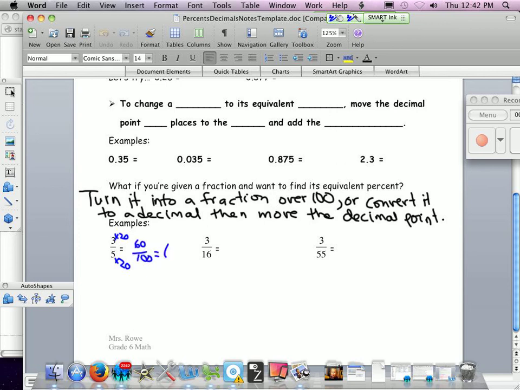But I can't turn 16 into hundredths. So instead, in this case, I do have to go through the painful process of doing the long division, dividing 3 by 16. So I'm actually going to pause the recording for you to spend a little time.